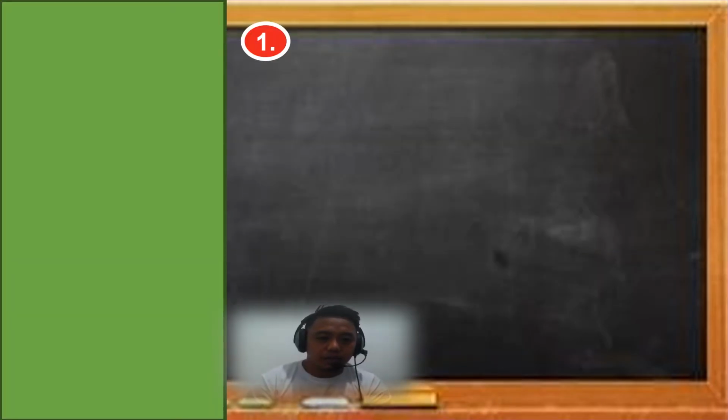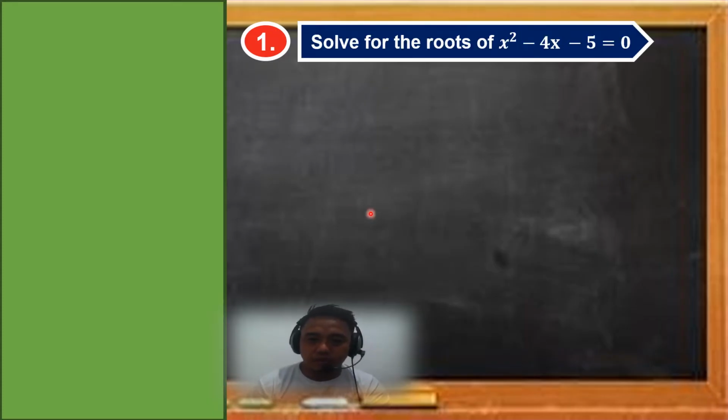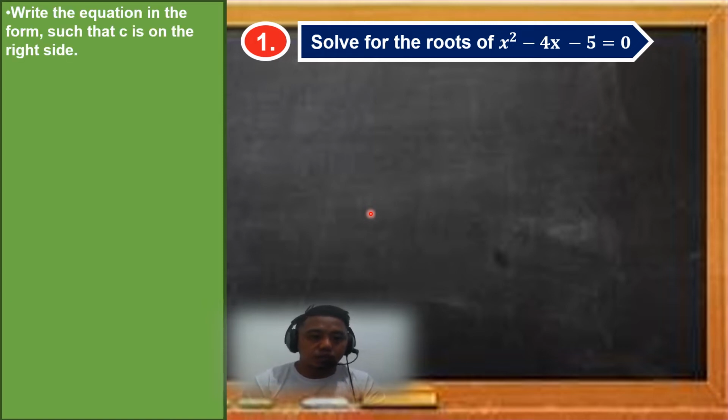Okay, the first, let's solve for the roots of x squared minus 4x minus 5 equals 0. Of course, we're going to use completing the square. Ano ba yung first step natin? Una, we're going to write the equation in the form such that c is on the right side. Meaning to say, etong negative 5 should be on the other side of the equation.